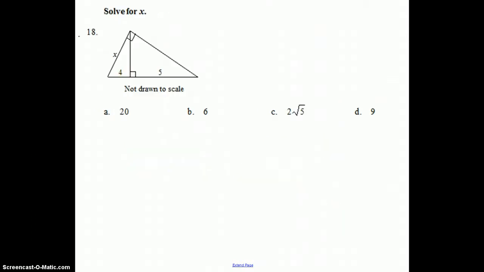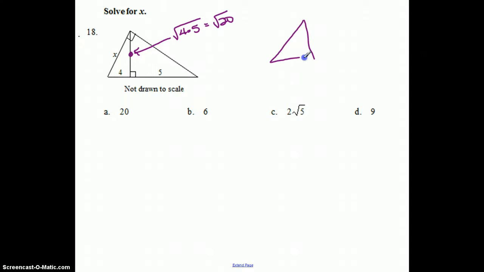Okay, last problem, number 18. They want us to solve for x. So really to solve for x, I need to have this triangle figured out. First of all, I can find this side by doing the geometric mean of these two pieces. So this side right here is the geometric mean of 4 times 5, which is 20.